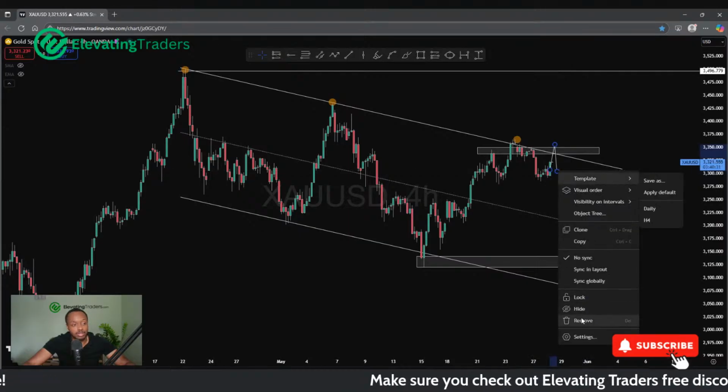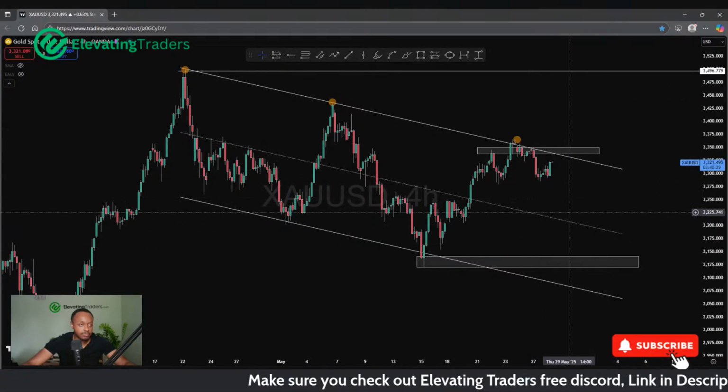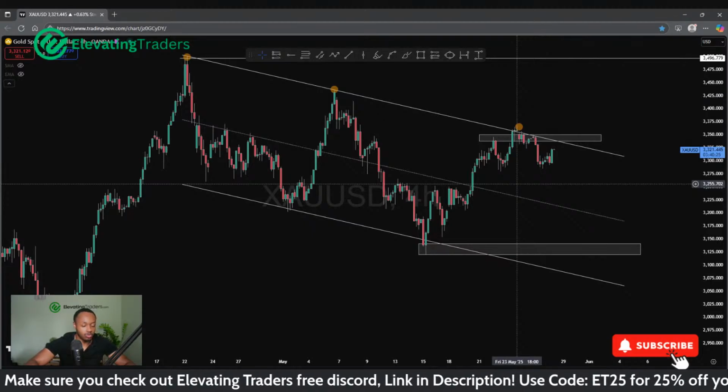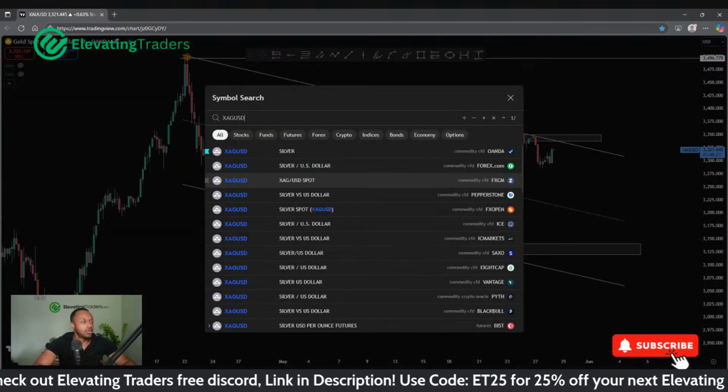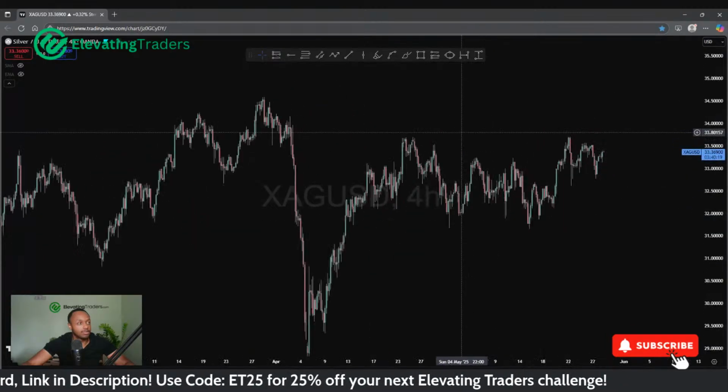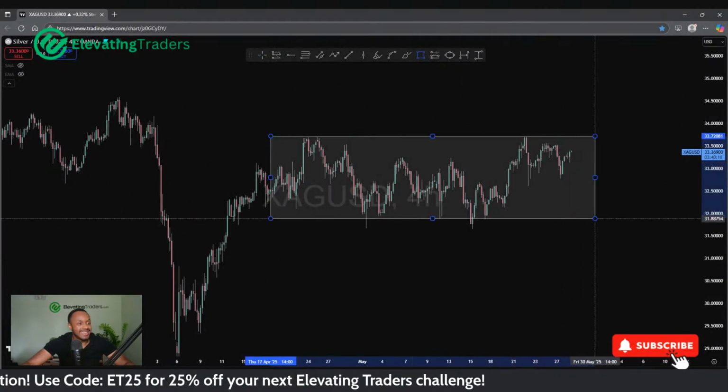But of course, if we were to break through, I would switch the bias around. But for now, still pretty bearish there with gold. And in terms of silver, not much of an update with silver, to be honest. Yeah, still very much just in this range.